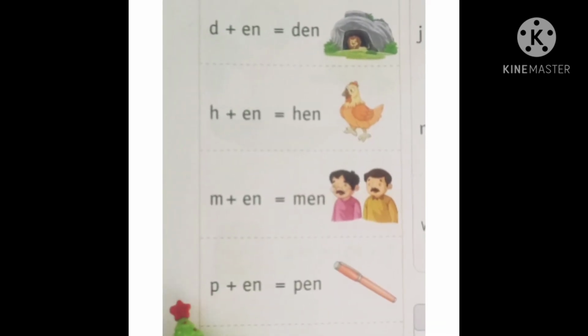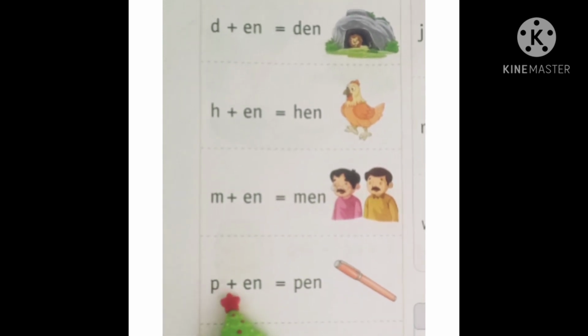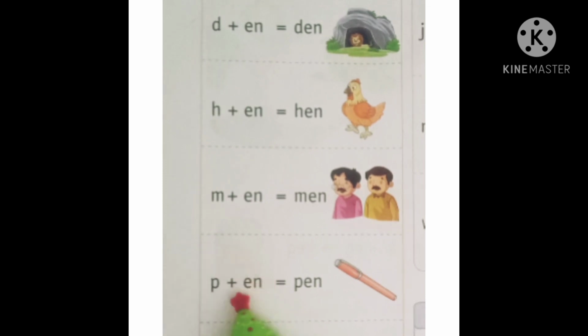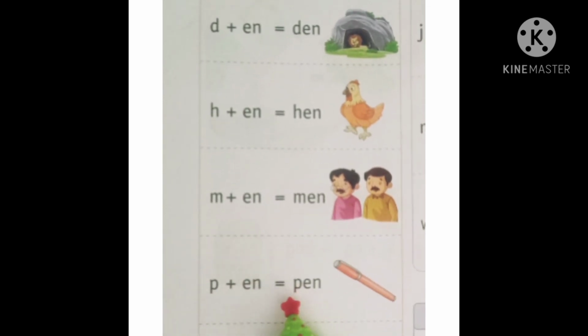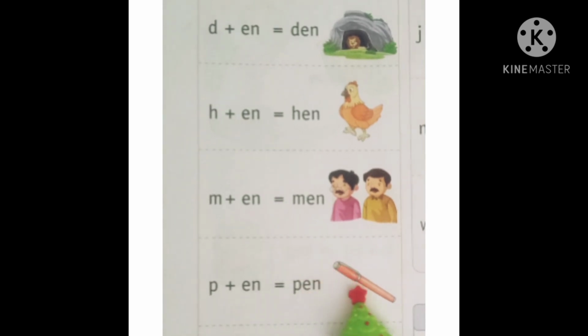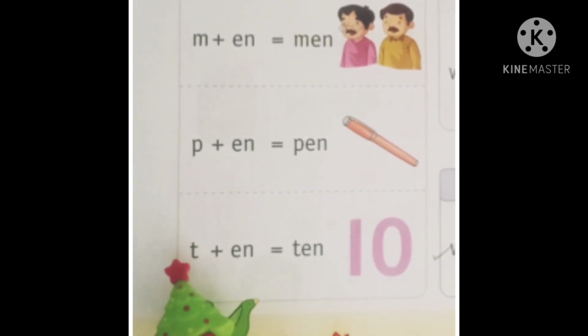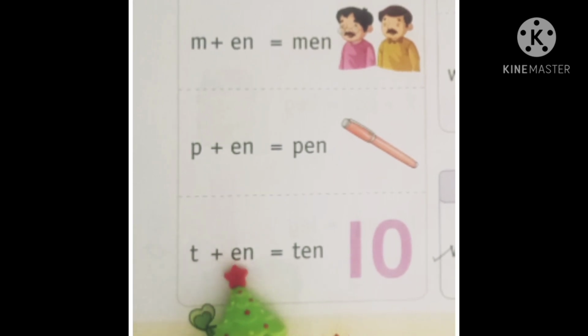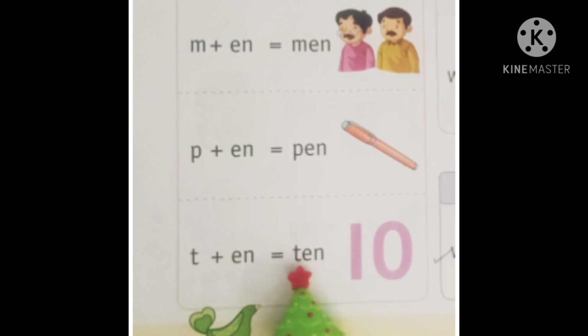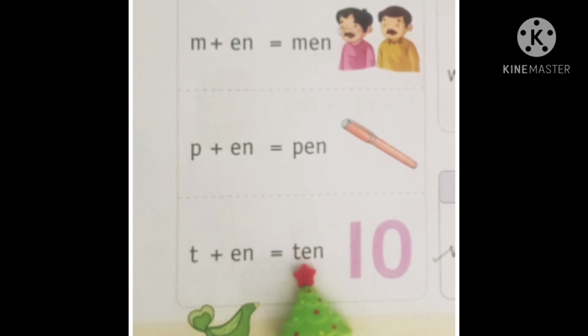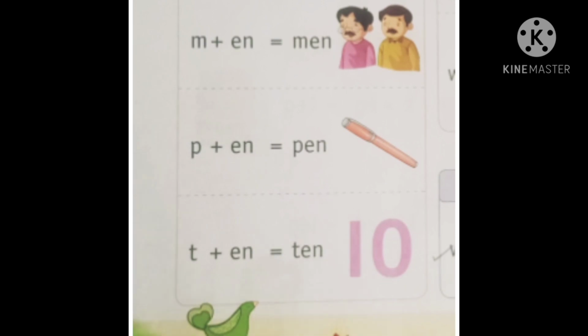This is letter P. P says p. Add en. The word is pen. Pen is a writing tool. This is letter T. T says t. Add en. It makes the word ten. Ten is a number.